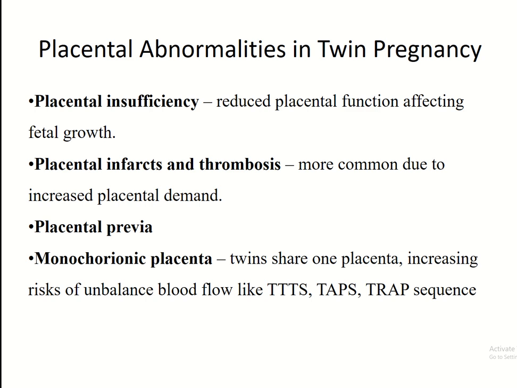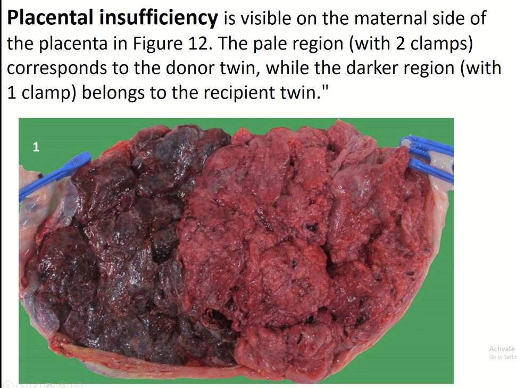Placental abnormality in twin pregnancy. Placental insufficiency, reduced placental function affecting fetal growth, placental infarct or thrombosis, is more common due to the increased placental demand. Placenta previa and monochorionic placenta share one placenta, increasing risks of unbalanced blood flow like twin-twin transfusion syndrome, TRAP, and TAPS sequence. The placental insufficiency is visible on the maternal side of the placenta. The pale region indicates the placental insufficiency.